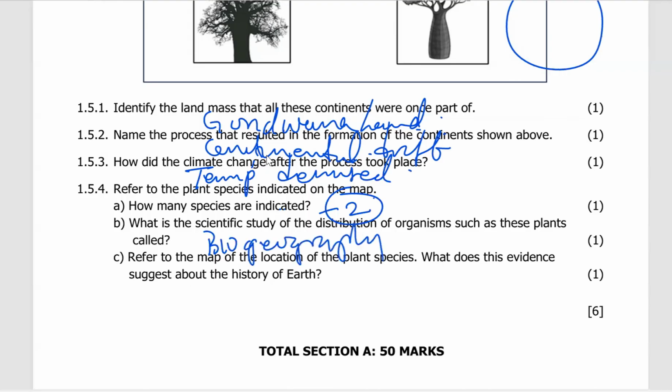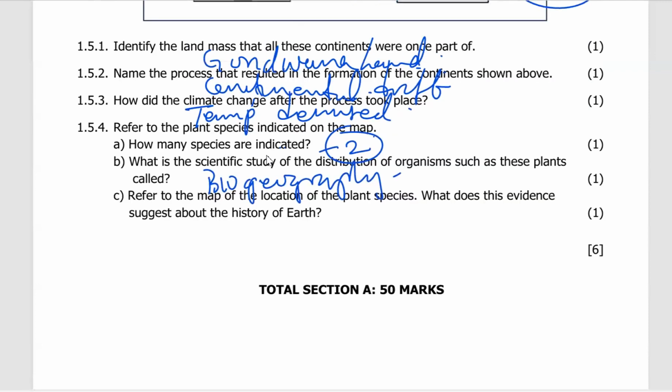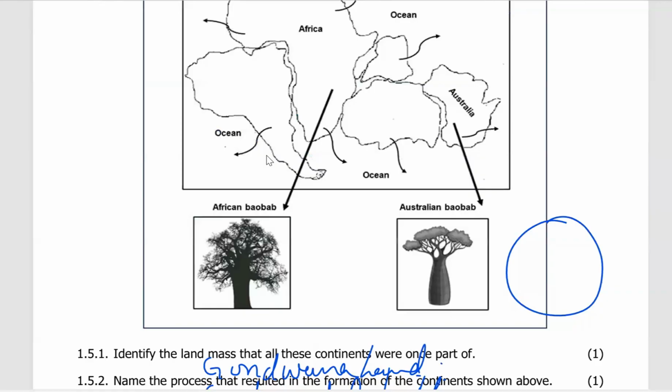Biogeography. Yes, the distribution, geography, different areas and life. So basically we call it biogeography. Then they're saying to refer to the map of the location and the plant species. What does the evidence suggest about the history?